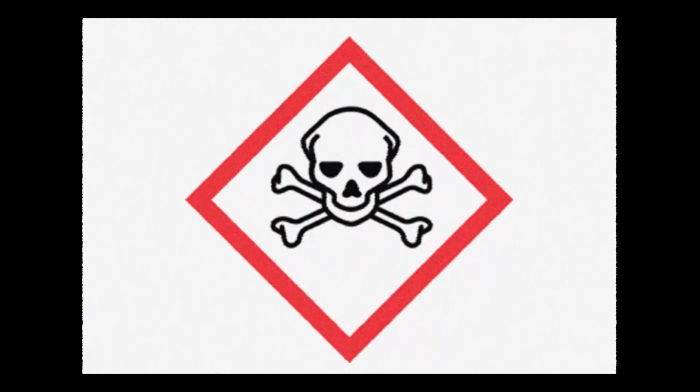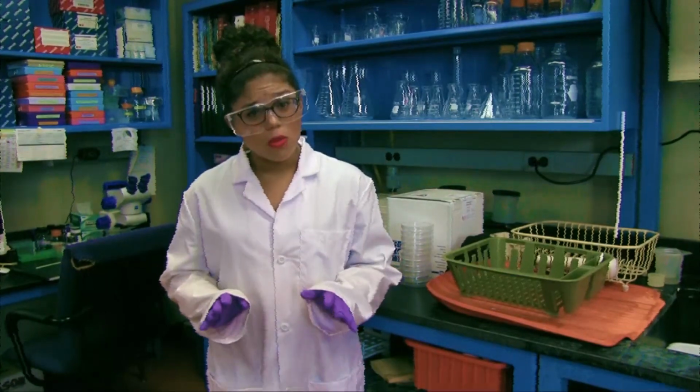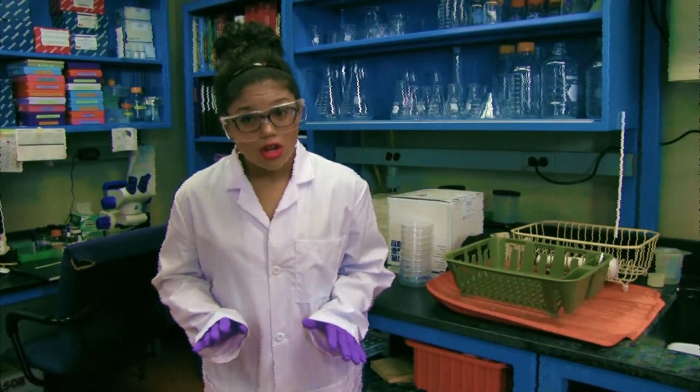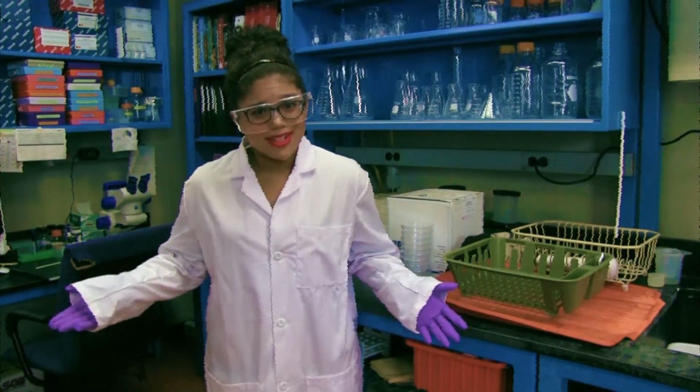Finally, the skull and crossbones means acute toxicity in a severe or deadly capacity. Anything that has this symbol should be dealt with extreme caution. As long as you know what every symbol stands for, your assessment job is halfway done.